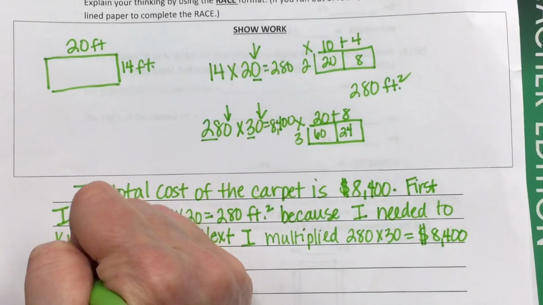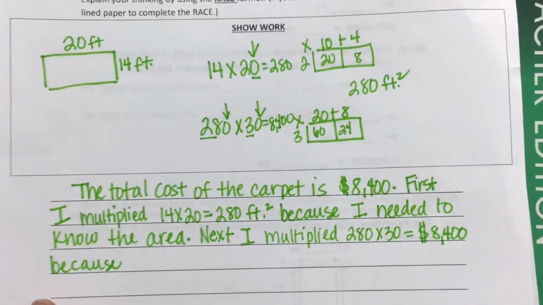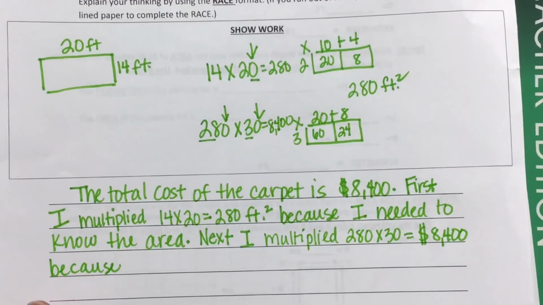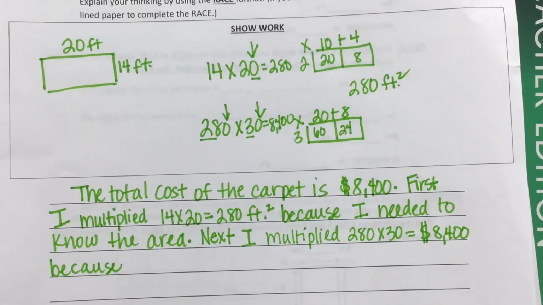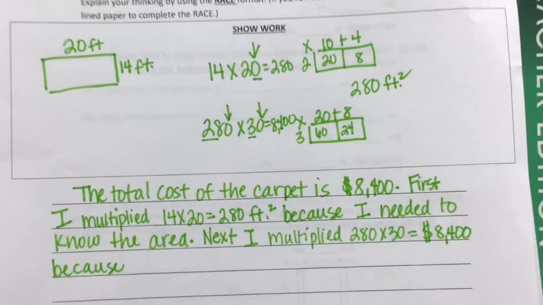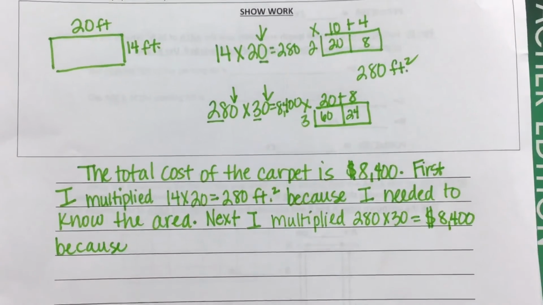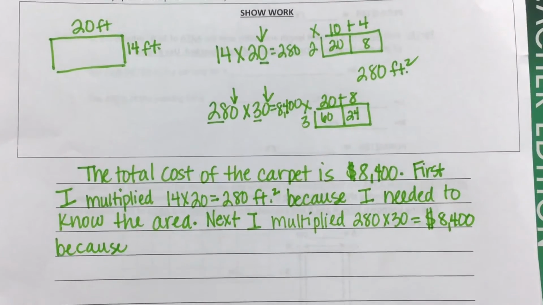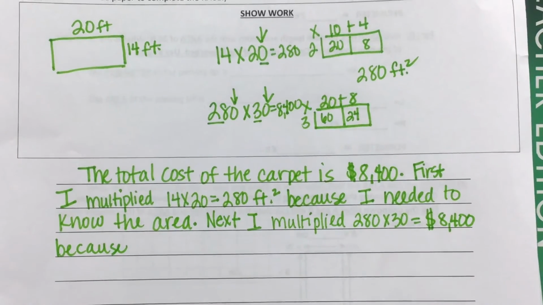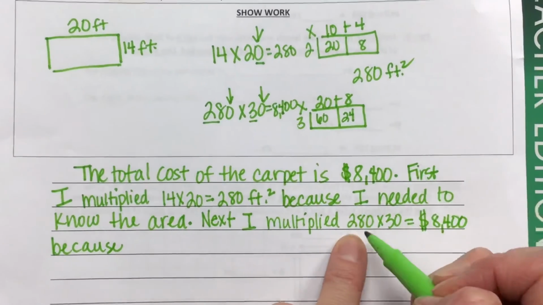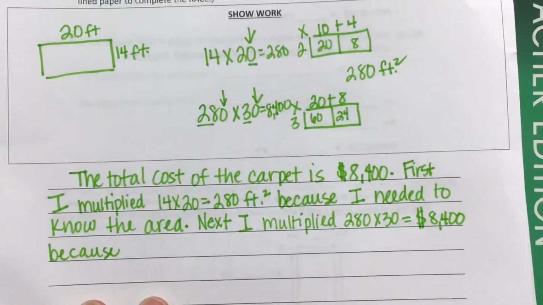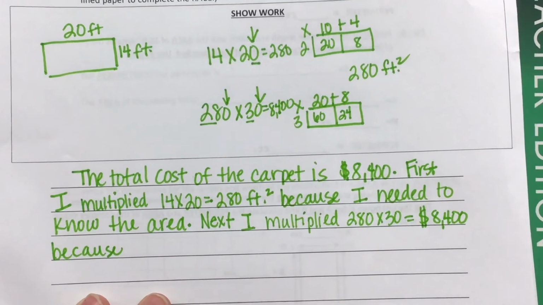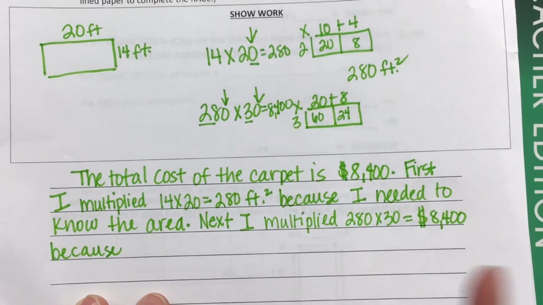And what's my next word? Because. It's cite the equation and then explain. Our explain starts with because. I multiplied 280 times 30 because. So why did we do 280 times 30? Caden, I'm going to give you a hint. You have to tell me why we use 280 and why we use 30. Caden? Because for the $30 per square foot. Yep. And why do we use 280?